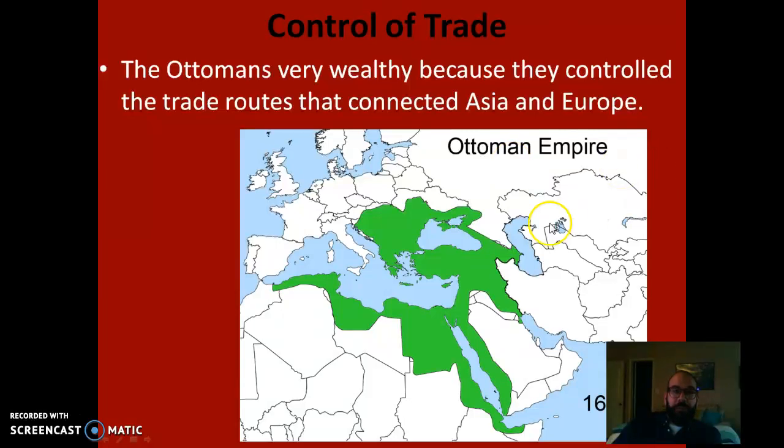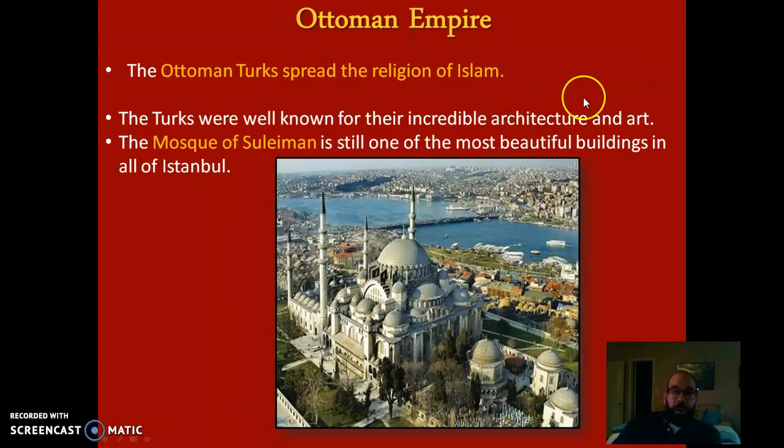They also became very wealthy. You know, they controlled the trade routes. Look at the location of them on this map. It was right at the crossroads between Europe, Asia, and Africa. And so everything that got traded had to go through them. And they made a ton of money by taxing people to cross through. They also spread Islam all over. So that was something very important to know about the Ottomans.